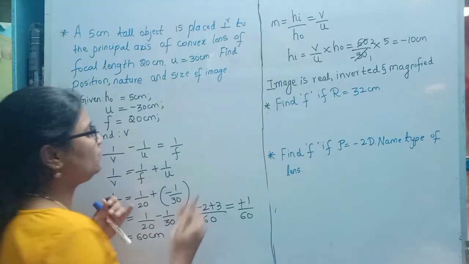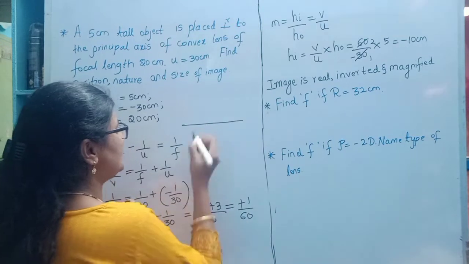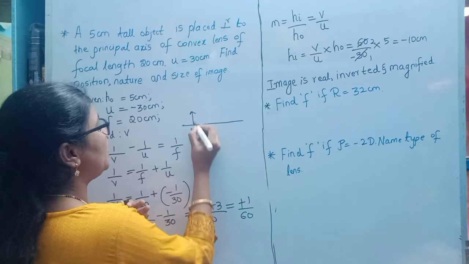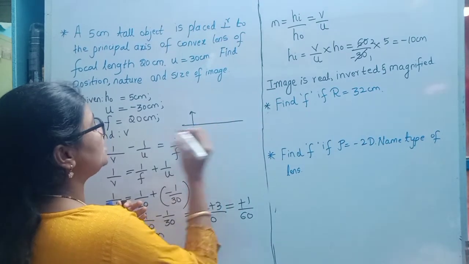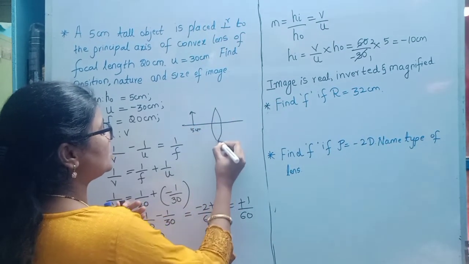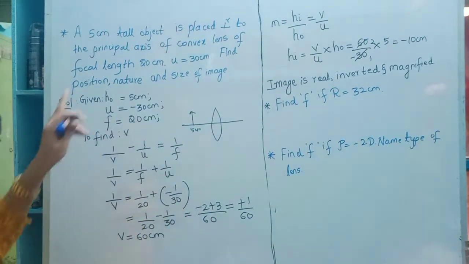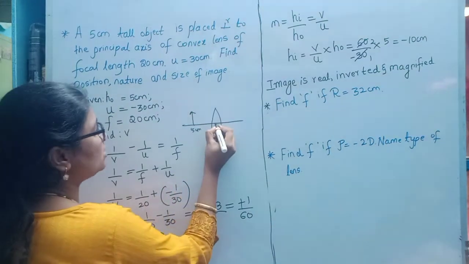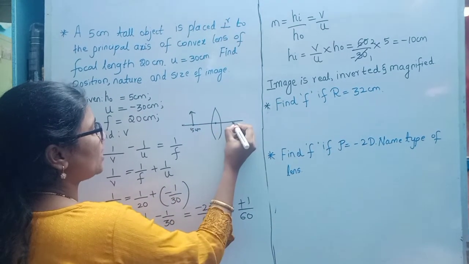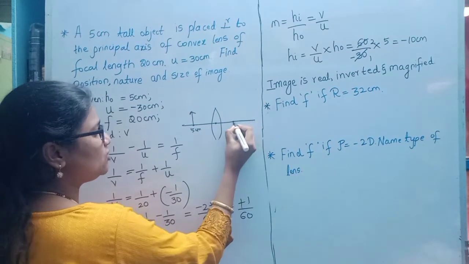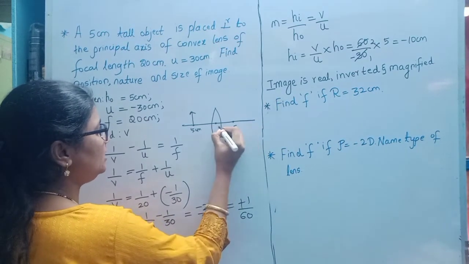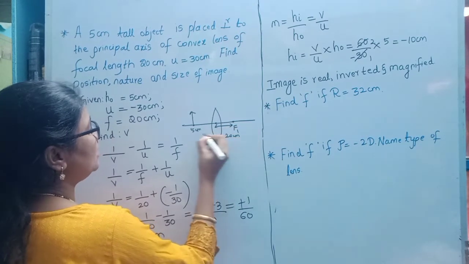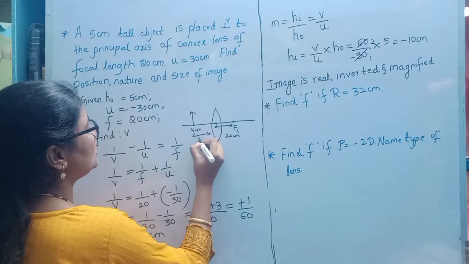So let us draw a rough diagram over here. This is the principal axis and here a 5 centimeter object is placed. Perpendicular means 90 degrees to the principal axis, and this is a concave lens. They took a concave lens. Then the focal length, the focal length means what? The optic center to the image. So the image will be formed here, right? So the focal length will be 20 centimeter, they said. Then the object distance they said as 30 centimeter.